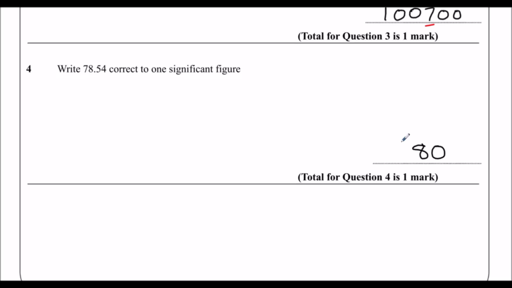So one significant figure means we're only looking for the first non-zero number. So in this case, it was the tens. If our number was 532, one significant figure, the first non-zero number is the 5. 3 is not 5 or above, so it stays the same. 532 would round to 500 to one significant figure.